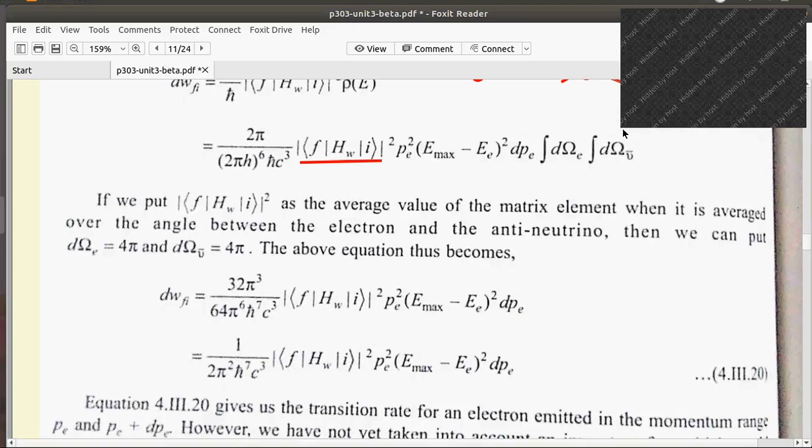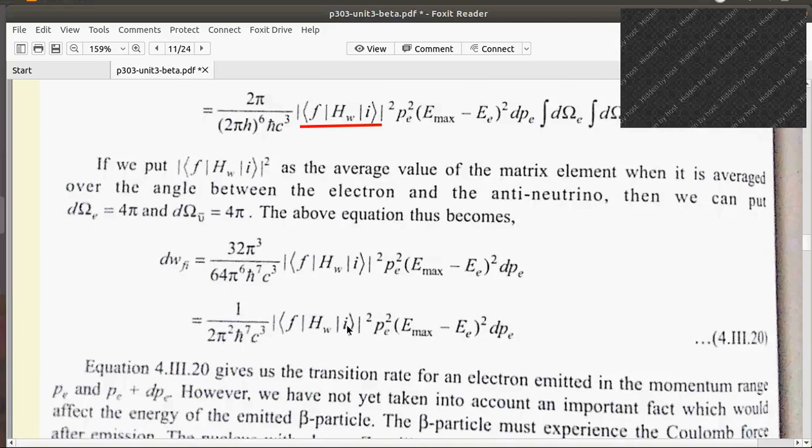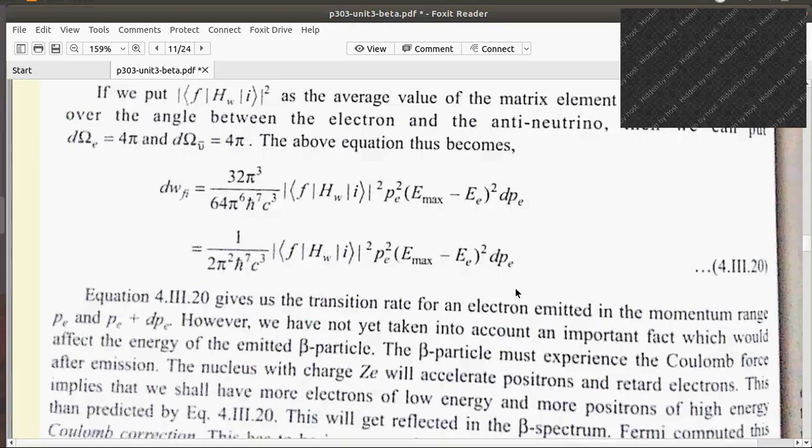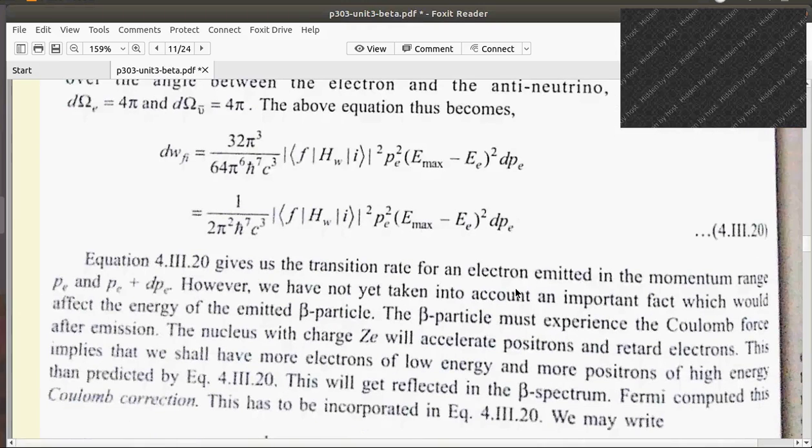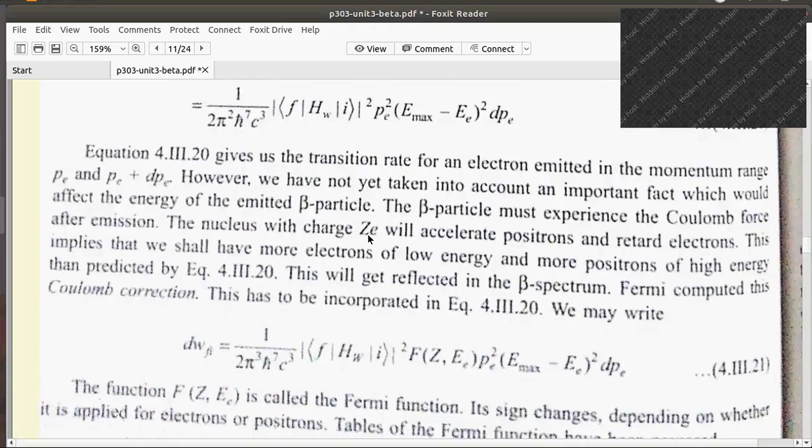So in that case our equation will become, just 2 pi is here, you multiply it by 16 pi square, so you get 32 pi cube, and the remaining expression remains the same. Now you can just simplify it, and it makes an easier form to take care of.